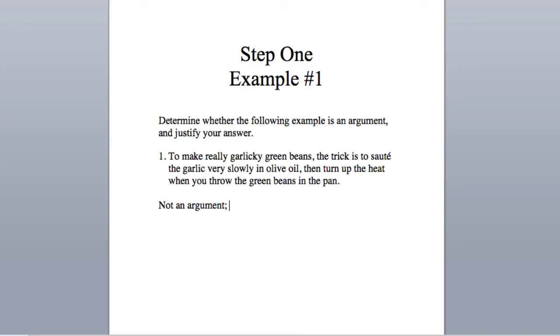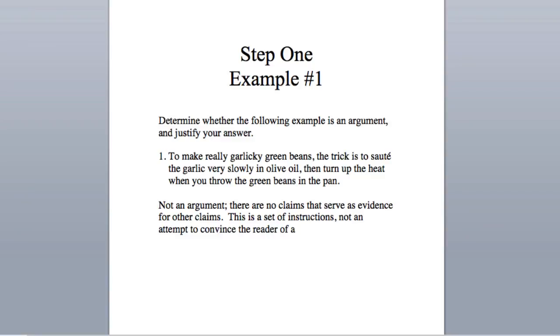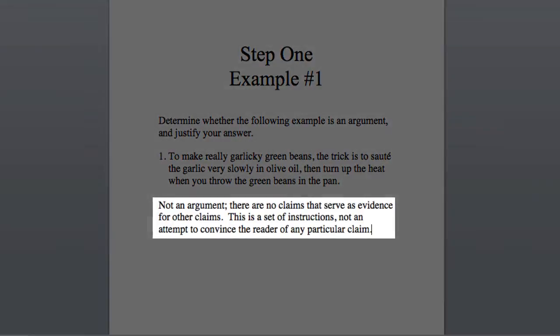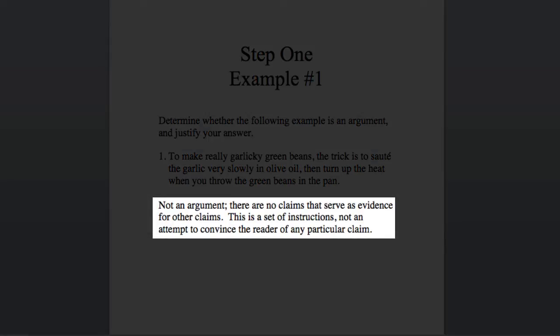and I'm going to say that there are no claims that serve as evidence for other claims. This is a set of instructions, not an attempt to convince the reader of any particular claim. And that's enough. The justification doesn't have to be long. Often it can be done in one sentence. I've done it here in two. But that's certainly sufficient. And that's example one, doing step one.